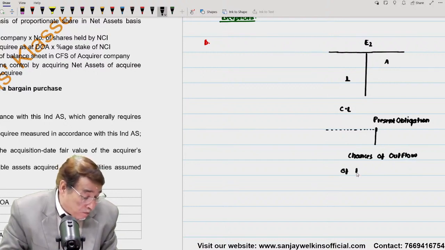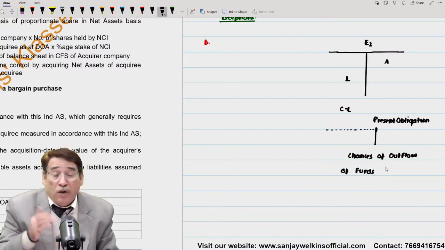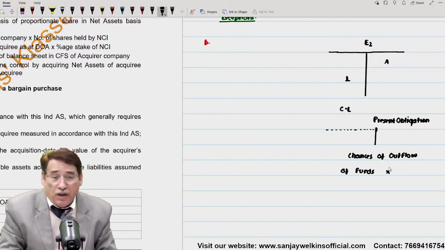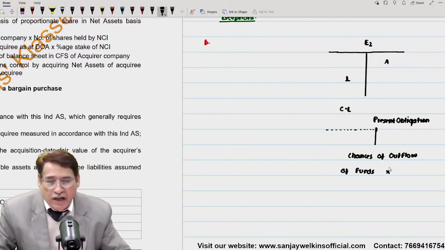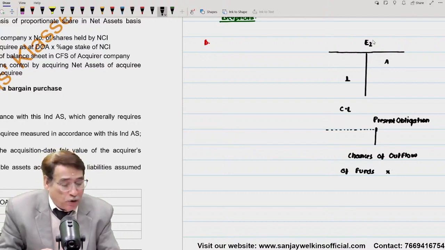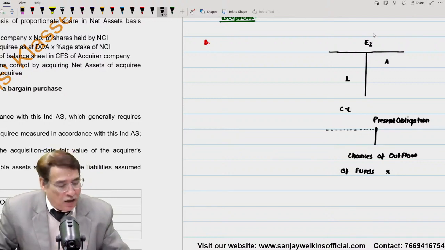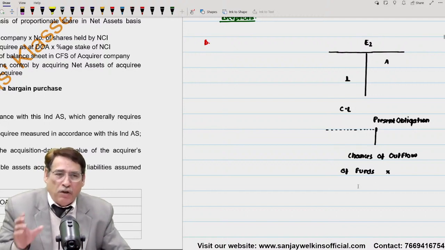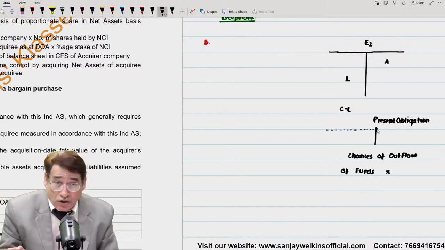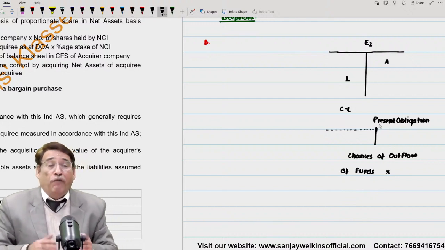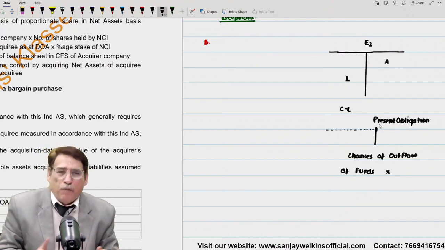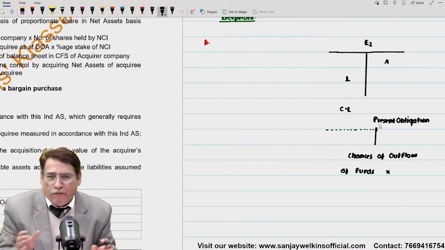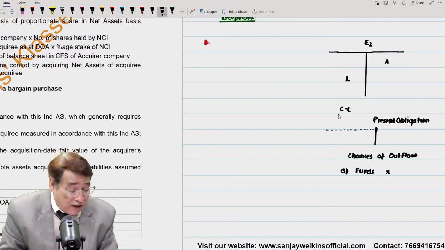Chances of outflow of funds does not exist. You are of the opinion that even though the case has been filed and the case is still on, E2 or directors of E2 might be under an impression that the probability of outflow of funds is remote, correct? So there is no probability of outflow of funds. So if there is an obligation and we feel that there will not be any outflow of funds and the probability of outflow of funds is very slim, very less, we consider it as a contingent liability.